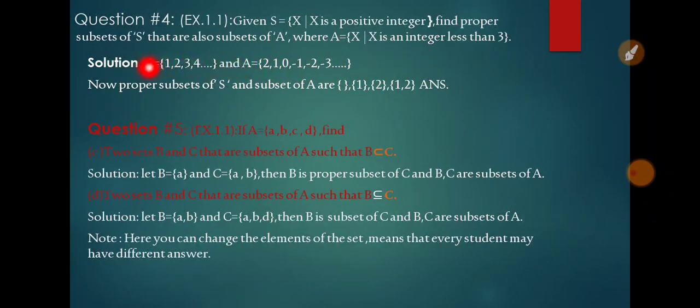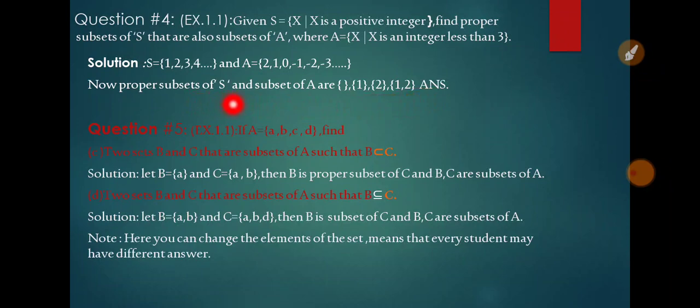So first, set S is all the positive integers, and set A is the integers less than 3. So here we have 2, 1, 0, then minus 1, minus 2, minus 3, minus 4, minus 5, minus 6, minus 7, and so on. These are all the integers less than 3, and these are all the positive integers. Now, the proper subsets of S and subsets of A are the null set, 1, 2, then 1 and 2.